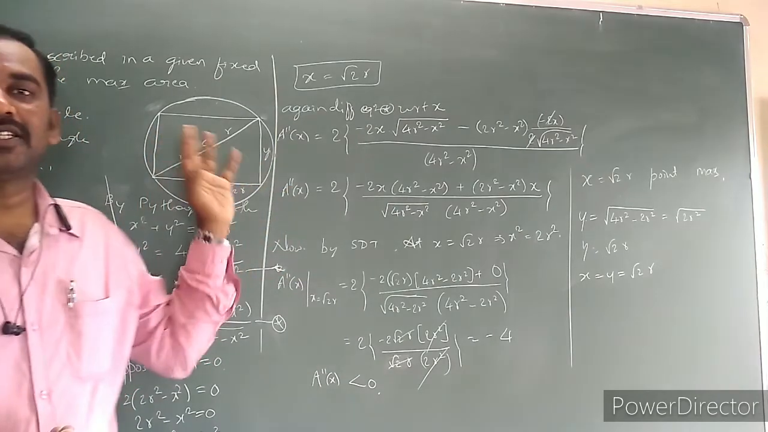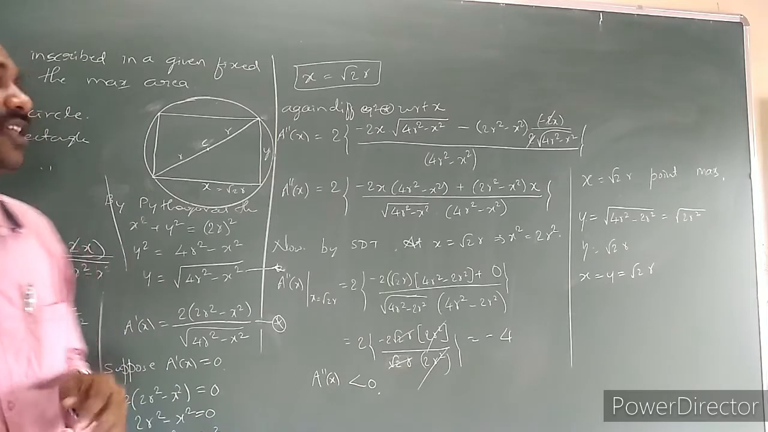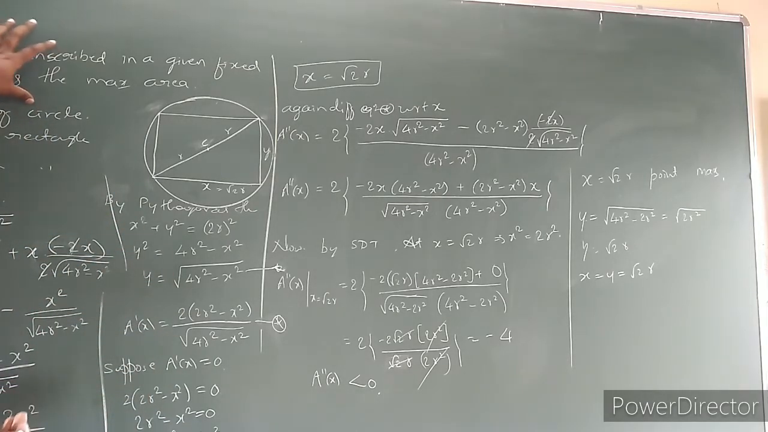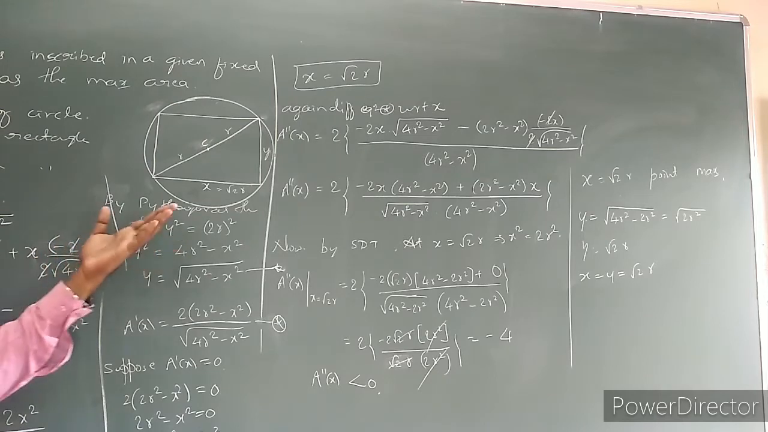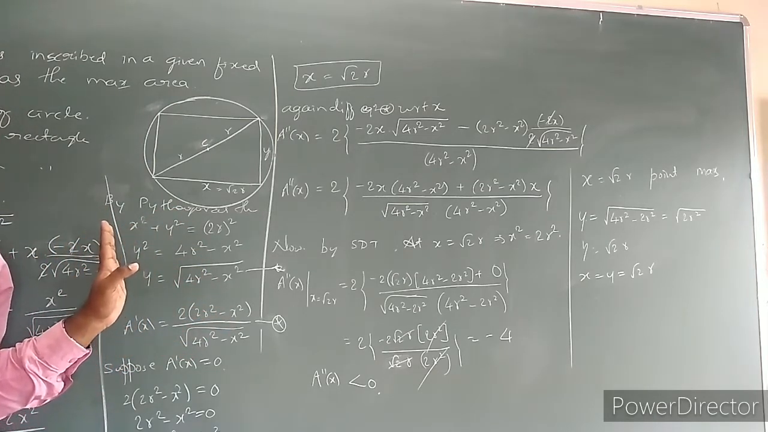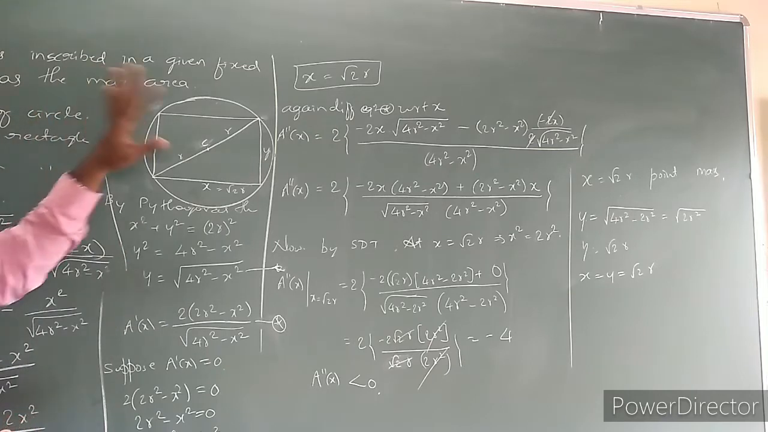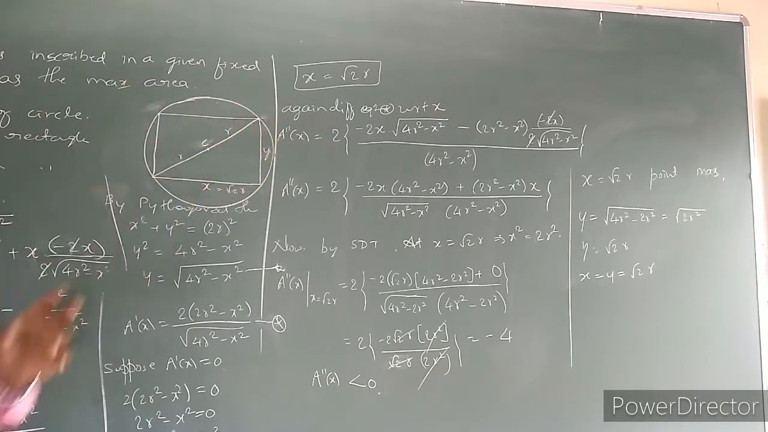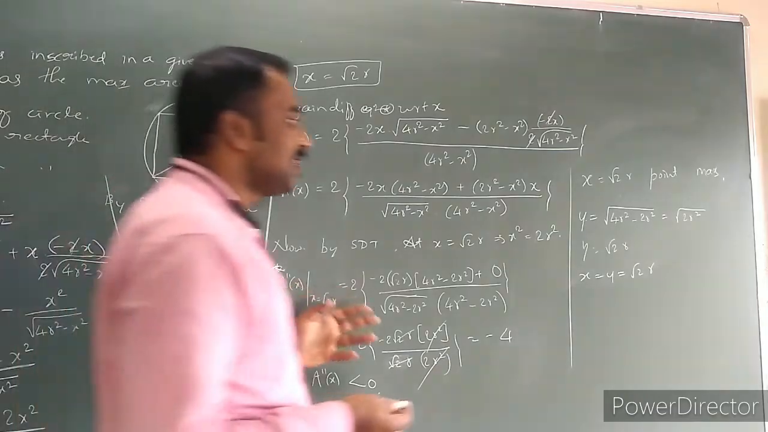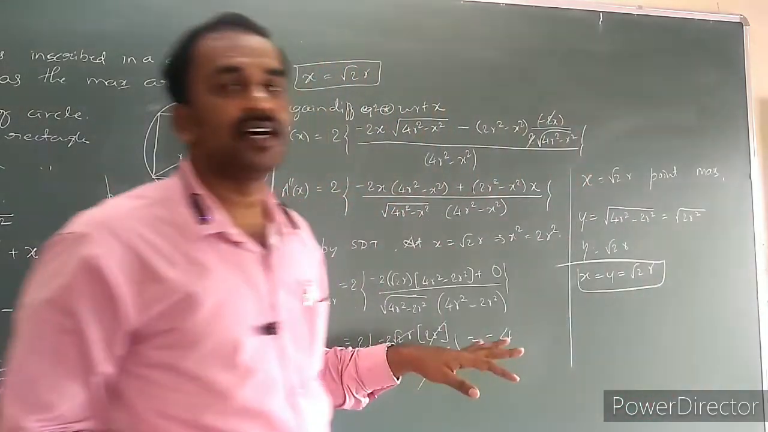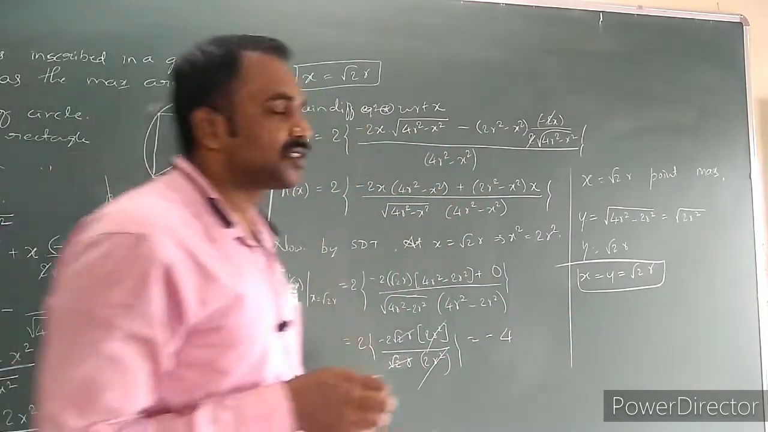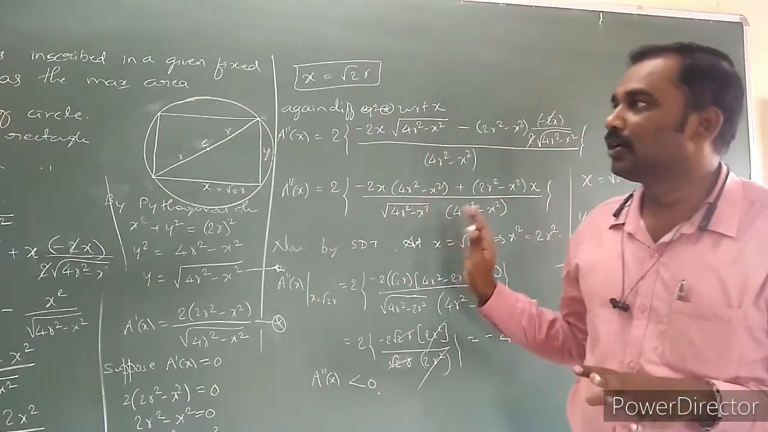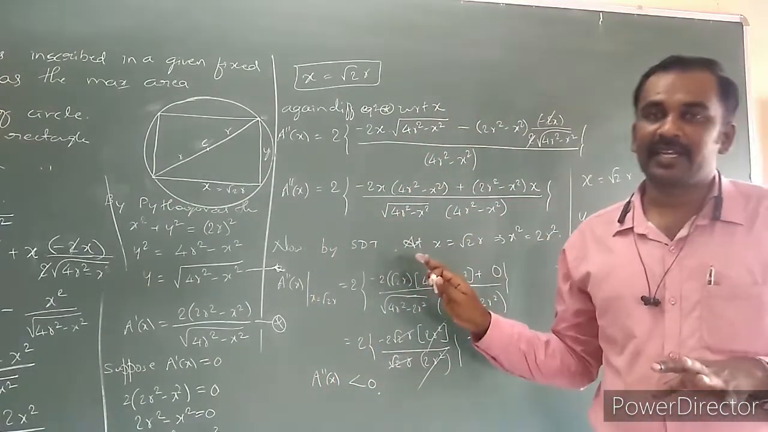Very important result. This result they might ask directly in the CET. They used to give the result: the rectangle inscribed in a fixed circle has the maximum area. Then what is the side length of the square? The side length of the square is root 2 times r. Very important result. So just remember it, or else just know the process of how to use the maximum and minimum or second derivative test.